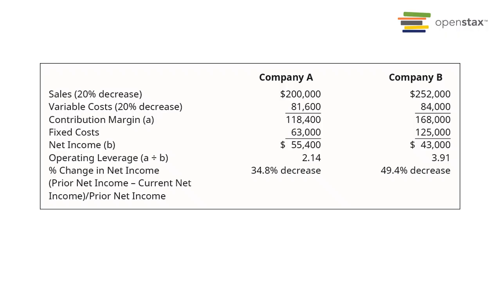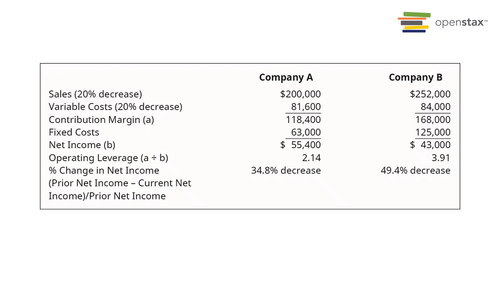Here is company A and company B after a 20% decrease in sales. So this is what we mean by high operating leverage creating problems for businesses. B is still sporting a higher operating leverage in this case. Same calculation, contribution margin divided by net income to get that operating leverage.